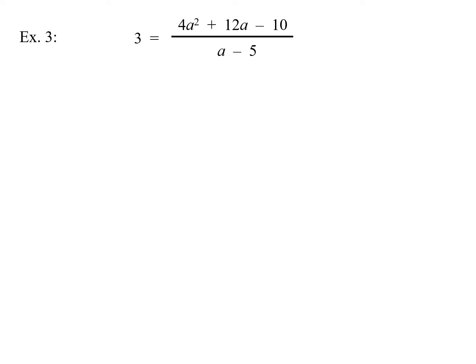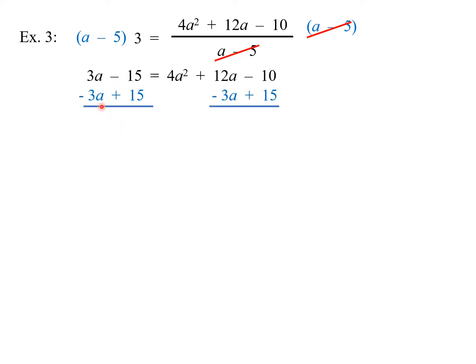Okay, next example. Now we have a minus 5 in the denominator, so we're going to multiply by it. And on the right-hand side, it cancels out. And on the left-hand side, we distribute the 3 to get 3a minus 15 equals 4a squared plus 12a minus 10. Now we want to set this equation equal to 0, so I'm going to eliminate stuff from one of the sides. I'm going to actually eliminate this stuff. So I'm going to subtract 3a, and I'm going to add 15 to both sides. And we're left with this after I turn it around, 4a squared plus 9a plus 5 equals 0, which we now have to factor.